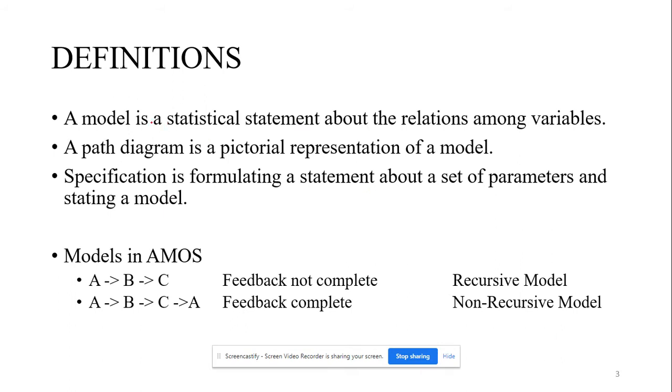So what is a model? Some of the people who are new to statistics must be wondering. A model is normally a statistical statement about relationships among these variables. When this relationship is written in statistical form, it becomes a model. And when I do a pictorial or vectorial representation of this relationship, it becomes a path diagram. And when I formulate a statement about a set of parameters and I state the model, then it becomes a specification.